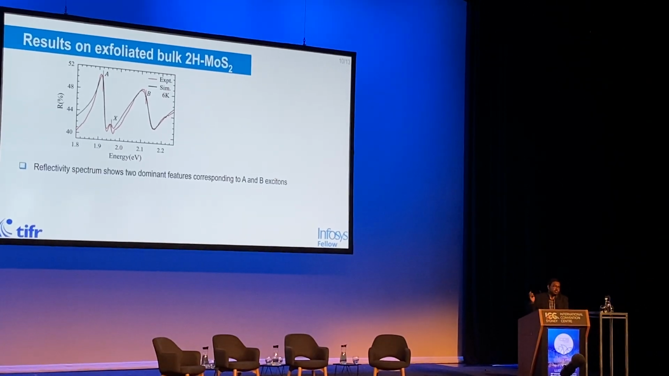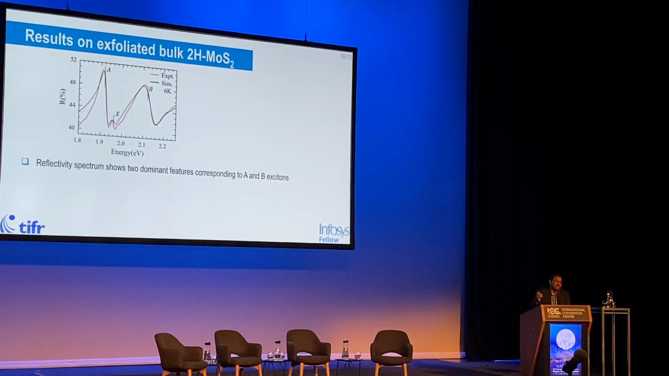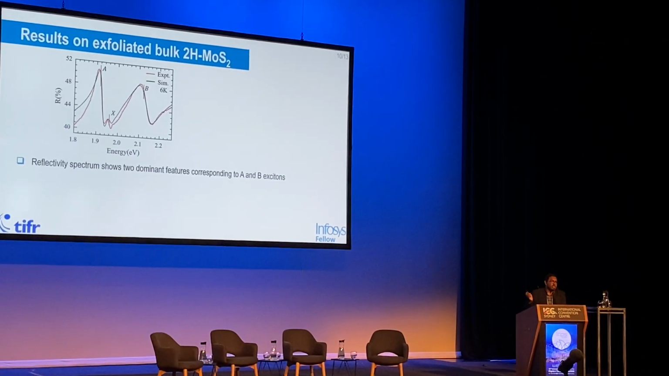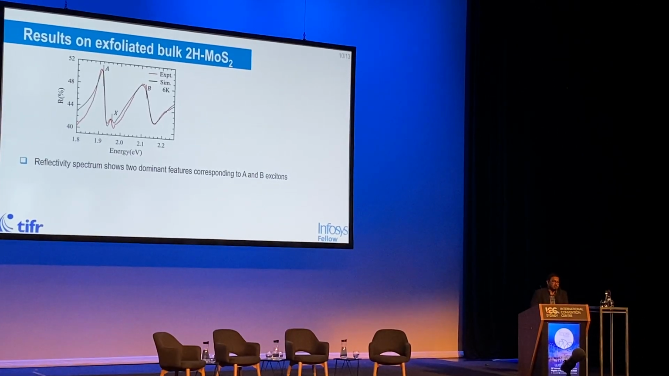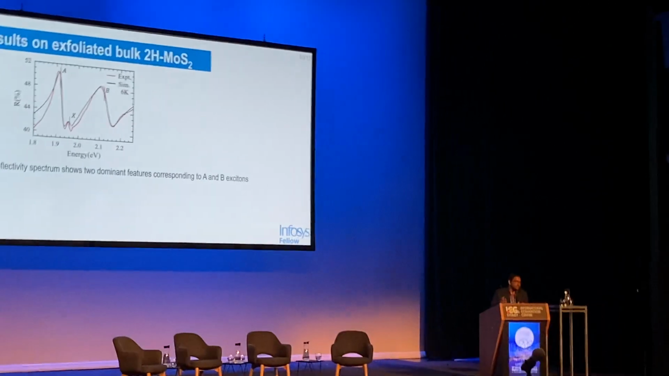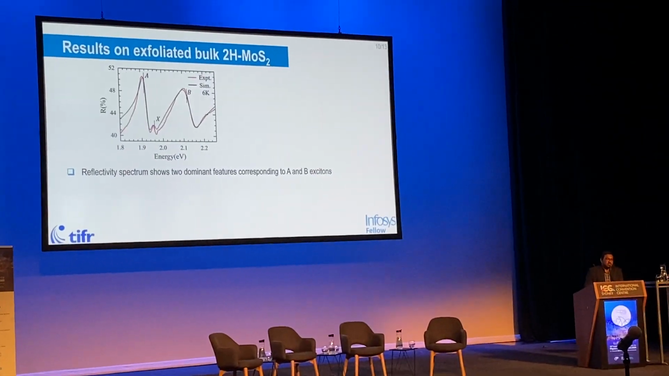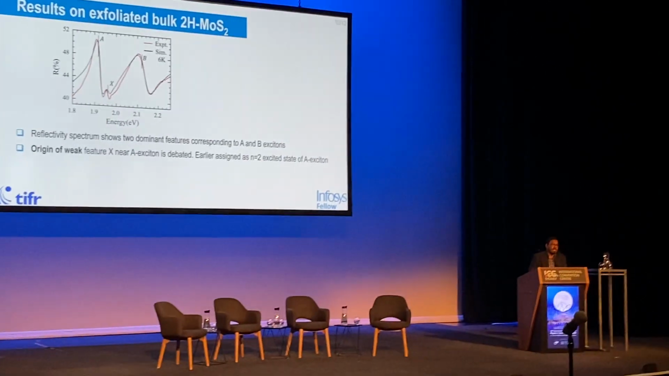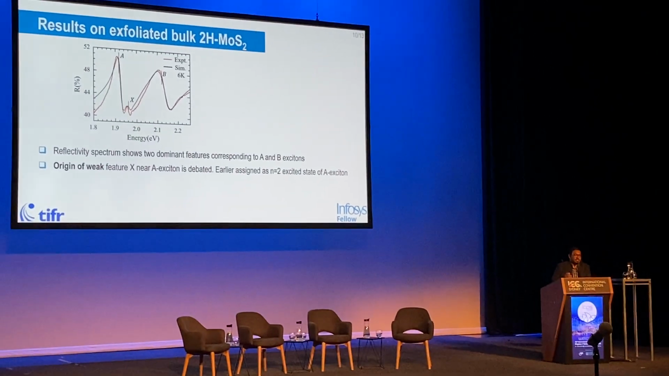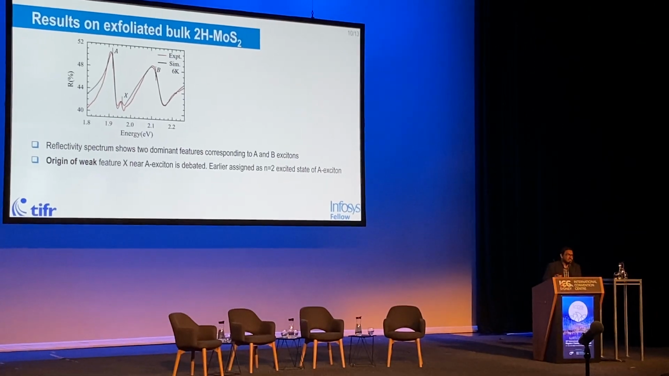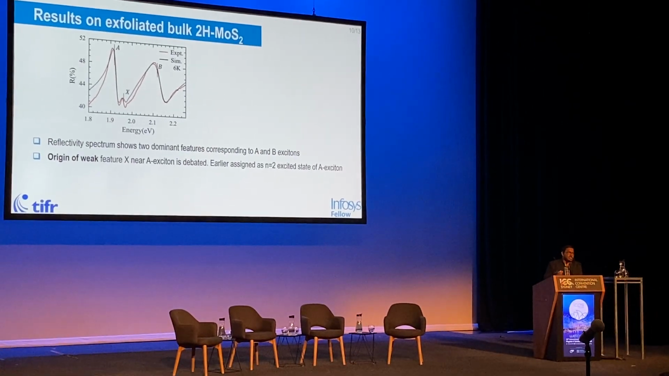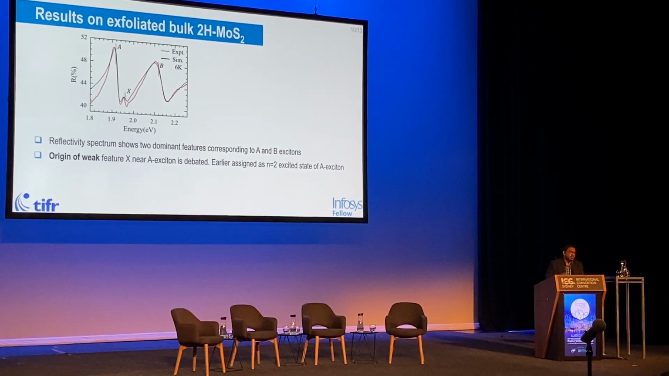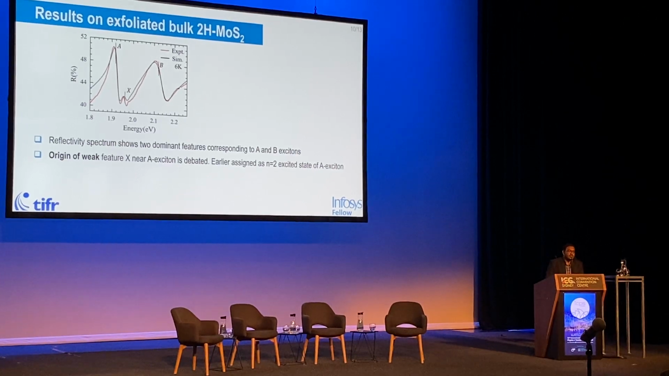So you see two dominant features here, A and B. Those correspond to spin orbit interaction splitting, but there is a very weak feature just adjacent to A, the origin of which is debated. People have previously assigned that as the n equal to 2 excited state of the A exciton.